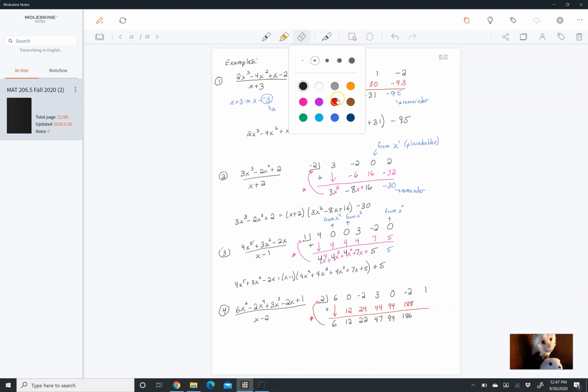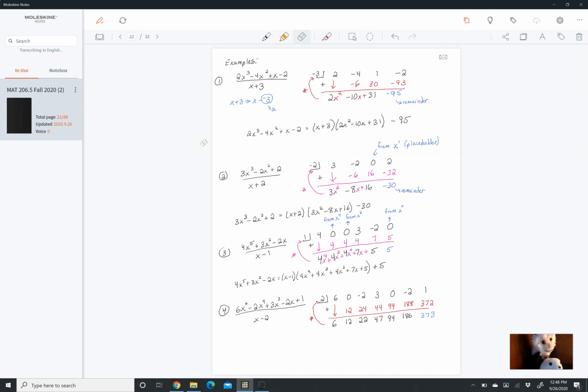And then once again, we multiply. And 186 times 2 is 372. And our final addition gives us our remainder. 372 and 1 is 373. That's our remainder. And I don't really have enough room to put in the x's here, but I'll put them underneath.